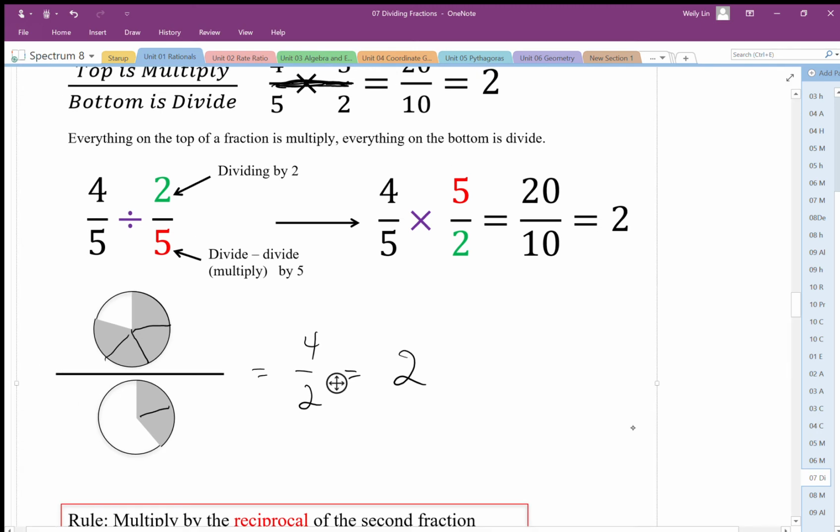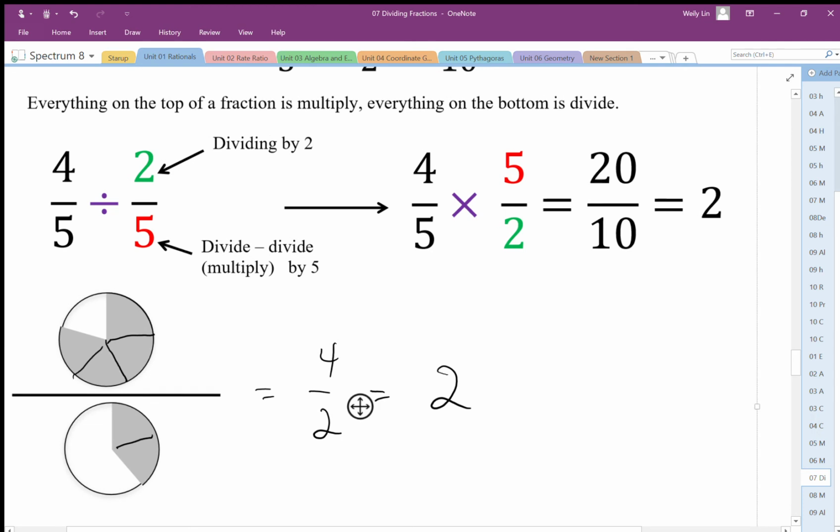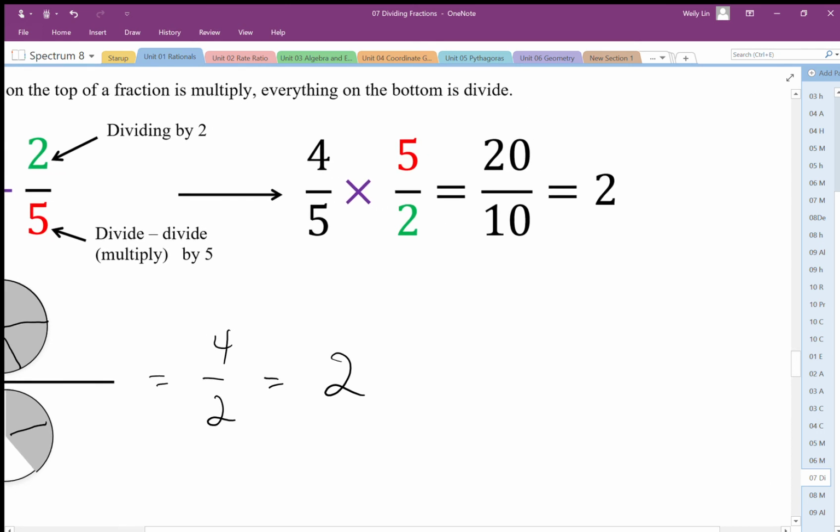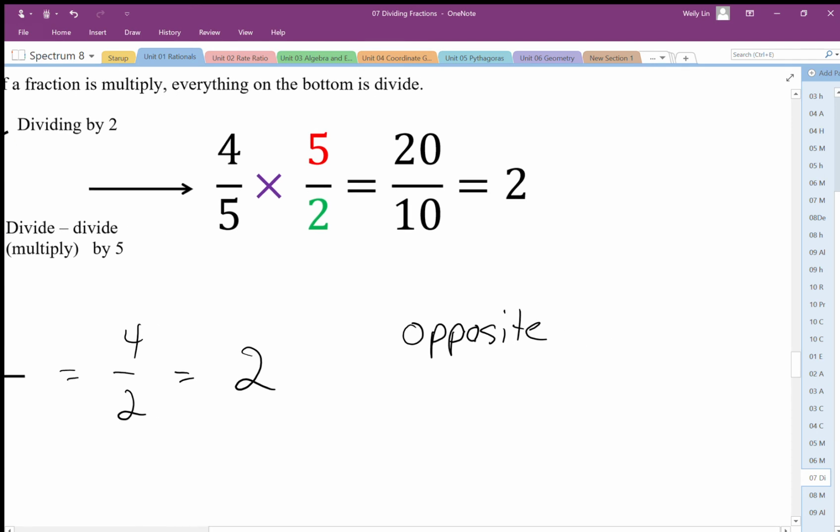So this is working. One way we can justify this working is we're actually just putting the times on top and divide on bottom. Another way we can think of it as working is if we change this to times, that's the opposite. Okay? And if we flip this fraction, we're just doing the opposite, making divide times times divide. We're doing opposite, opposite. So opposite, opposite goes back to the right thing.